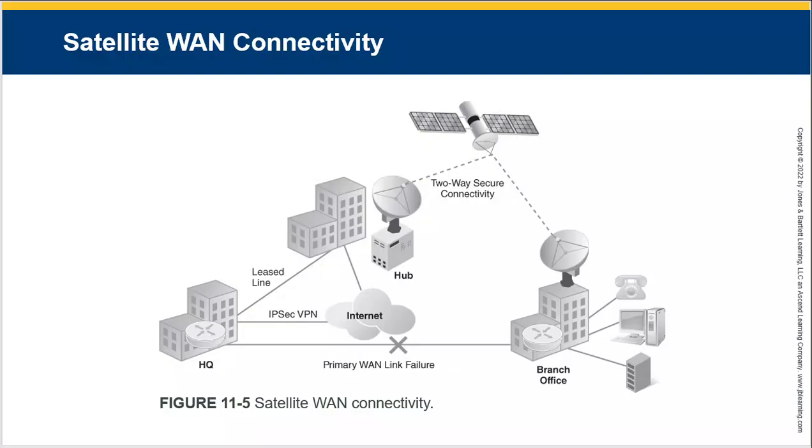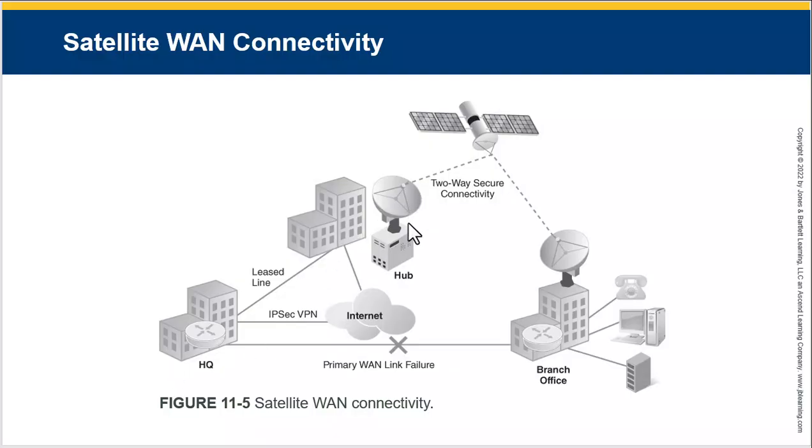Now, MEO, medium Earth orbiting satellites. These typically kind of exist in between the GEOs and the LEOs. They will normally have a round-trip latency of 100 to 200 milliseconds. And these are used most often by the government, and they're also used by some enterprises. Not as popular with private users.